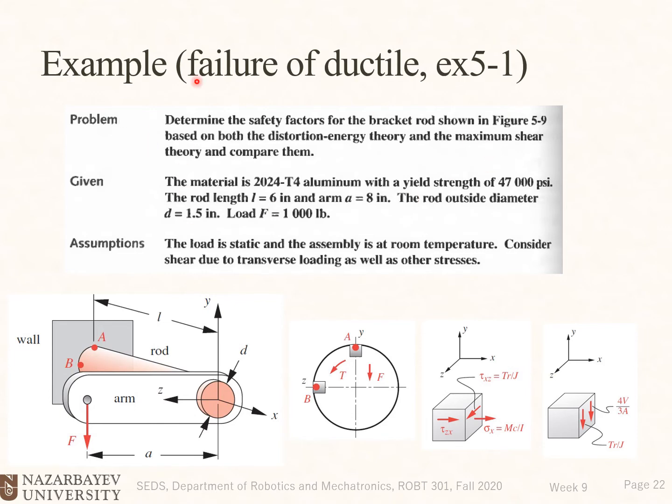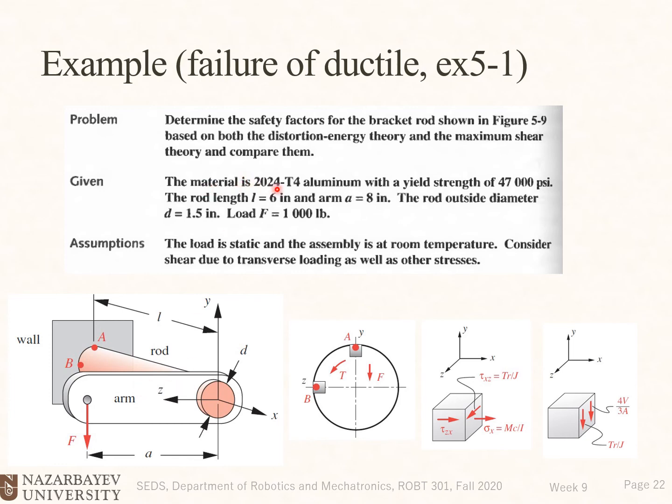Okay, so let's finalize this discussion with one example, which is a failure of a ductile part, and this is example 5.1 of the book. So what is the problem? We have a bracket here. We want to determine the safety factors for the bracket rod shown in the figure, based on both the distortion energy theory and the maximum shear theory, and compare them.